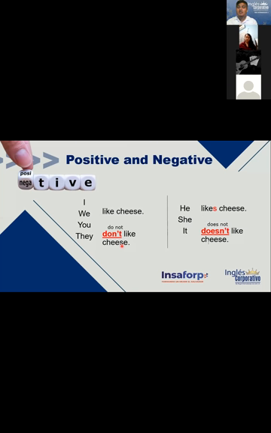So, in this case, when we have the third person, we are going to use the auxiliary does, okay? In negative, we can say does not, or we can say doesn't, okay? The sound of the letter T at the end is very important. We can say, he does not like cheese, or he doesn't like cheese. She does not like cheese, or she doesn't like cheese. Okay? So that's very easy. Are there any questions so far?